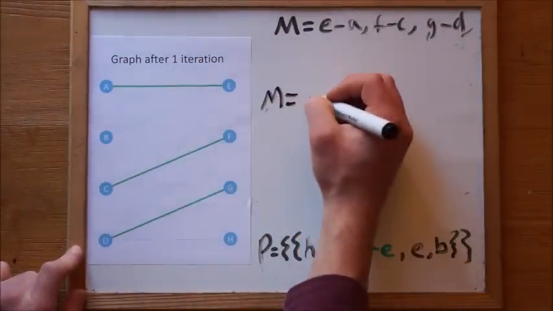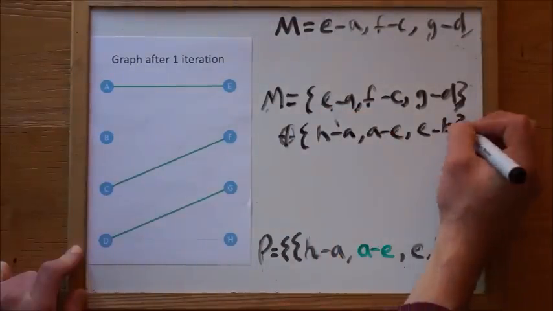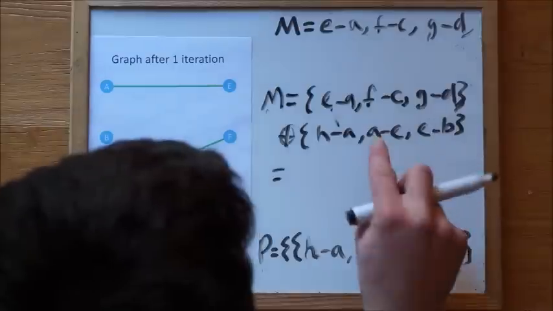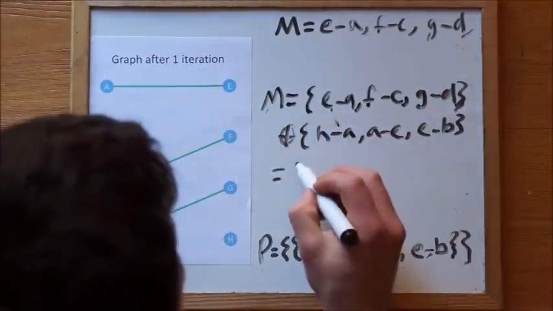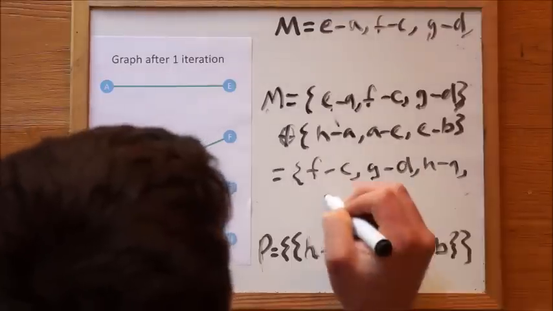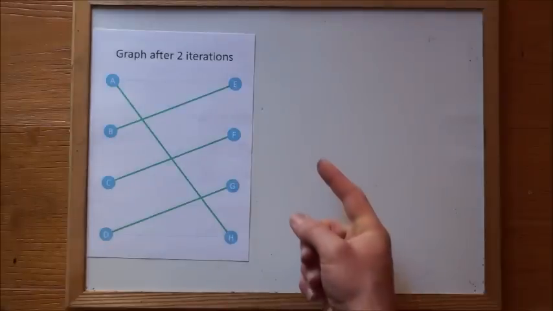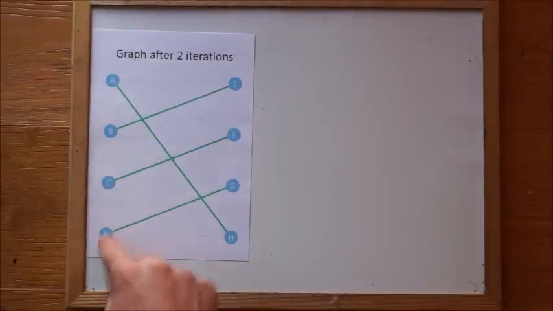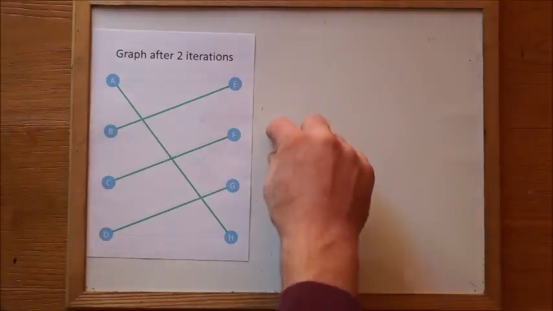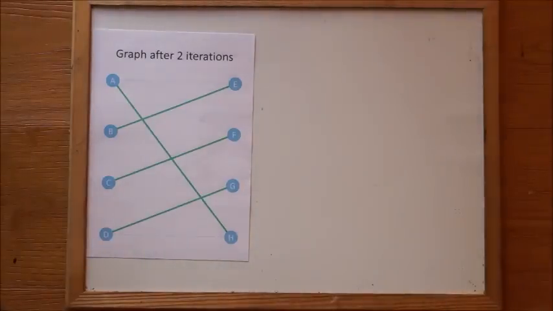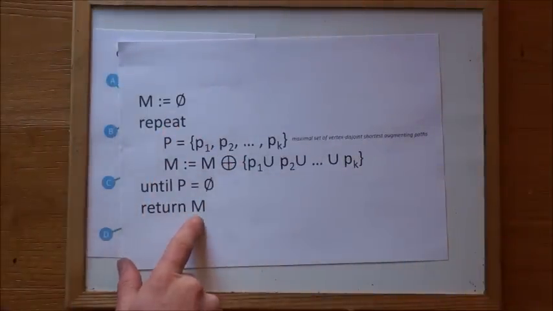So let's do that. New M equals this, because this edge is in both sets, it's not included in the answer. So it's just, this looks like that. We then repeat the loop, because there's no free vertices, the breadth first search is empty, then the depth first search is empty, then our P is empty, then by terminating condition, we jump out of the loop and return M.